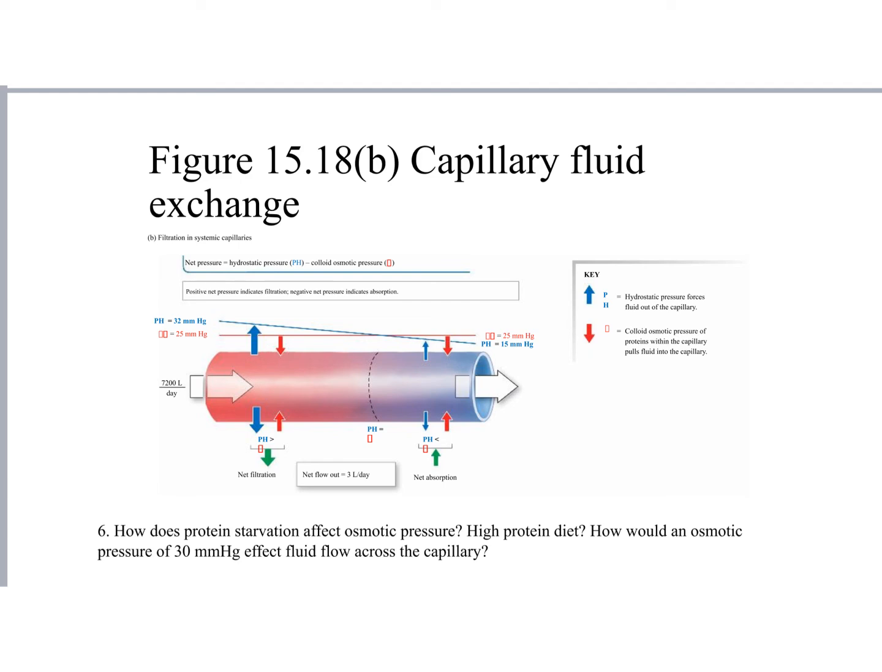Now, this last question, how would osmotic pressure increase of 30 millimeters of mercury affect the fluid flow across the capillary? Normally, it's 25 millimeters of mercury. So if that increases to 30, and hydrostatic pressure starts at 32, then before we even get to the venular end, osmotic pressure is going to be higher than the hydrostatic pressure. So that means your blood volume will increase, which will increase your blood pressure.